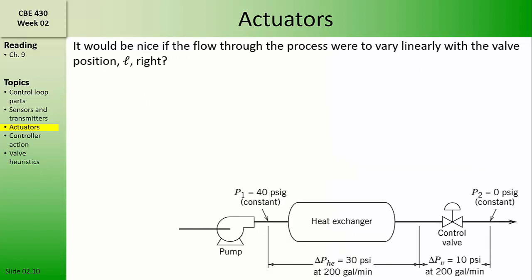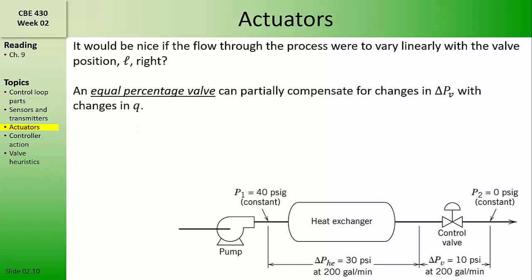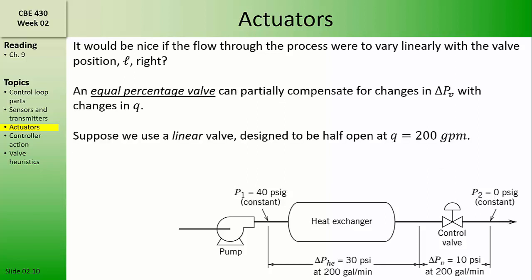It would be nice if the flow through the process were to vary linearly with the valve position L. An equal percentage valve can partially compensate for changes in the pressure drop across the valve with changes in Q. To understand how this works, suppose we were to use a linear valve designed to be half open at the design flow rate of 200 gallons per minute. A linear valve has a valve characteristic f of L is equal to L.